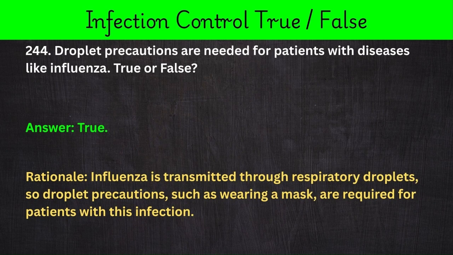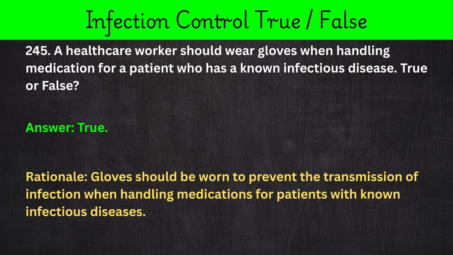244. Droplet precautions are needed for patients with diseases like influenza. True or false? Answer: true. Rationale: influenza is transmitted through respiratory droplets, so droplet precautions, such as wearing a mask, are required for patients with this infection. 245. A healthcare worker should wear gloves when handling medication for a patient who has a known infectious disease. True or false? Answer: true. Rationale: gloves should be worn to prevent the transmission of infection when handling medications for patients with known infectious diseases.